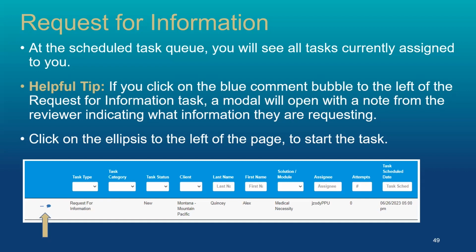And on request for informations, they should always be filled in, because that is where the reviewer has put a note to say, here's what we need. So before you start the task, you can just click on that little blue bubble and see what it is that we need. So then you can work to gather that information if you have it. And then once you have the information and you're ready to start the task and get that information submitted back to us, you'll click on the blue ellipsis here on the left-hand side, and then you'll have the option to start the task.